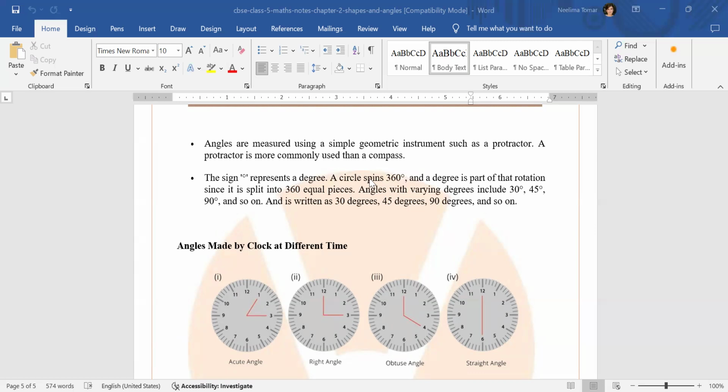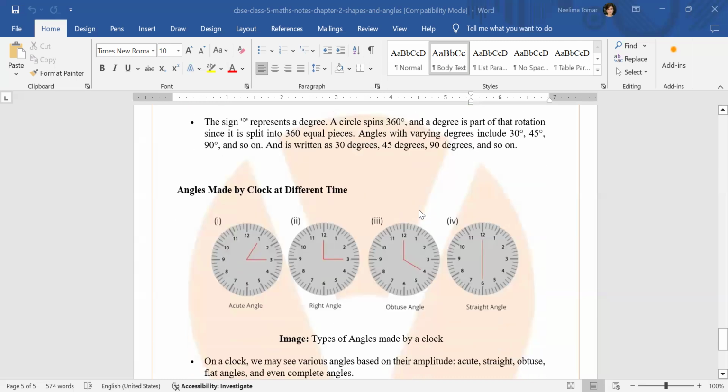The sign, you can see the small circle on the top of a number, represents a degree. A circle spins 360 degrees and a degree is a part of that rotation since it is split into 360 equal pieces. Angles with varying degrees include 30 degrees, 45 degrees, 90 degrees, and so on.